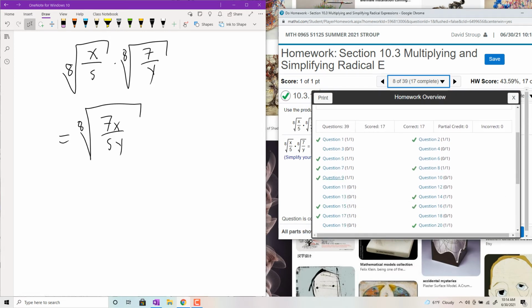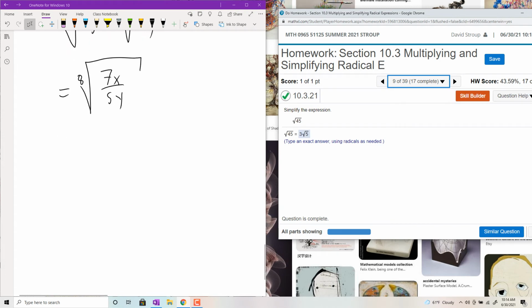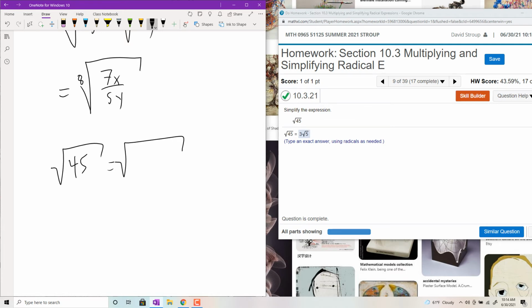8, 9. Now we're in the simplification problems. So 45, you want to factor it so you have a perfect square that you can march out of the root. So 45 is the same as 9 times 5. And then square root of 9 is 3. So you get 3 square root of 5 for your answer.